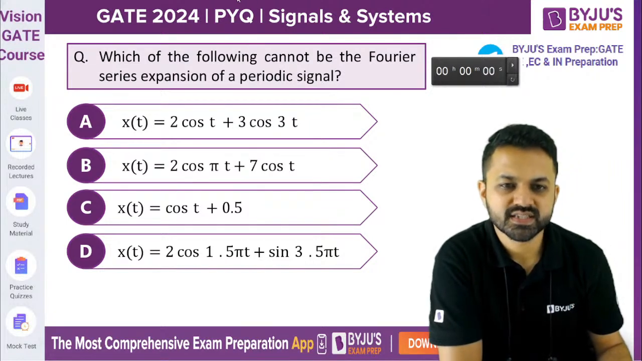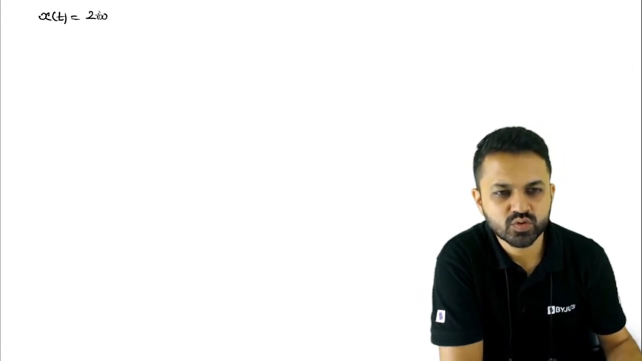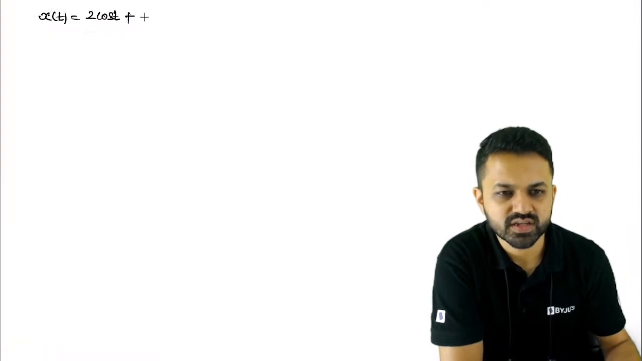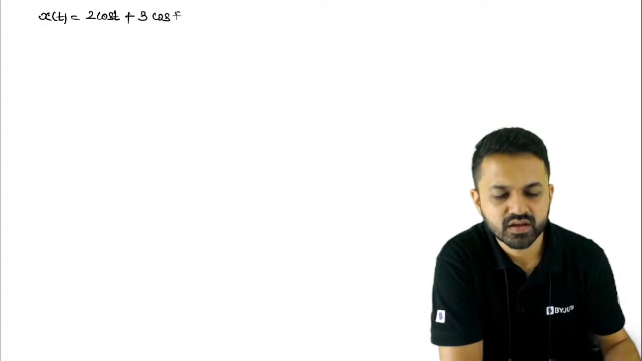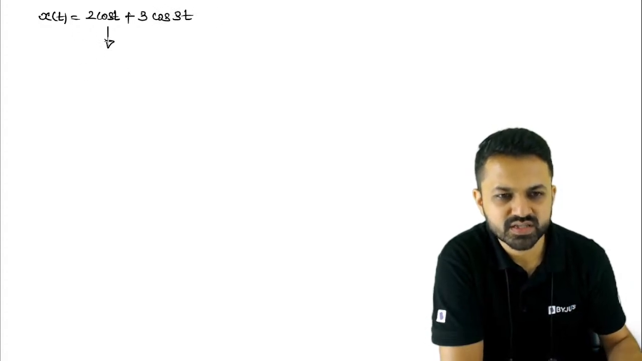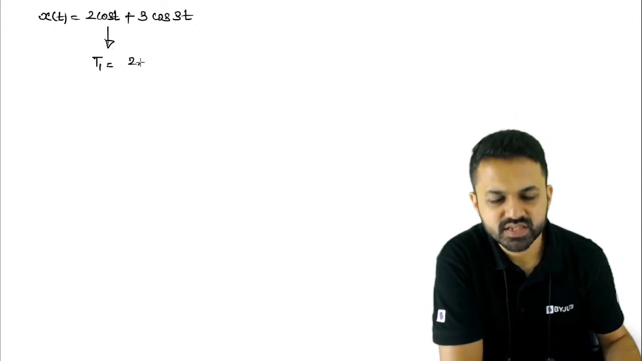Okay, so let's calculate 2 cos t and 3 cos 3t. So x of t is equal to 2 cos t plus 3 cos 3t. Then for this particular signal, the T1 you can calculate. This is 2 pi by omega 1, so 2 pi divided by 1. So here you are getting 2 pi.